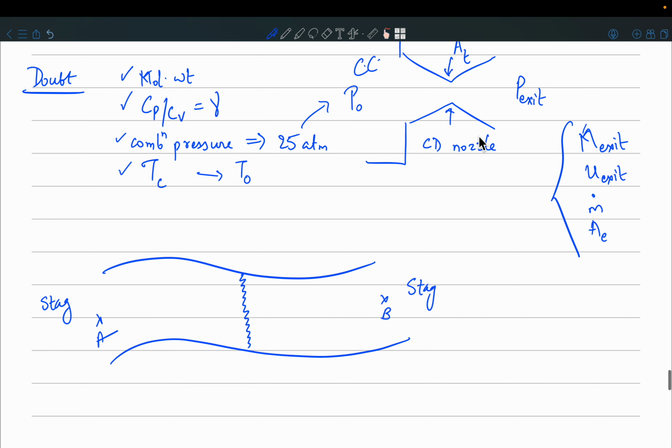Now in this CD nozzle, they have given that the flow is isentropic, isn't it? Yeah, so then you will not have any losses in this nozzle, and that is why whatever stagnation quantity you have obtained in the combustion chamber, that is going to remain up till the exit.